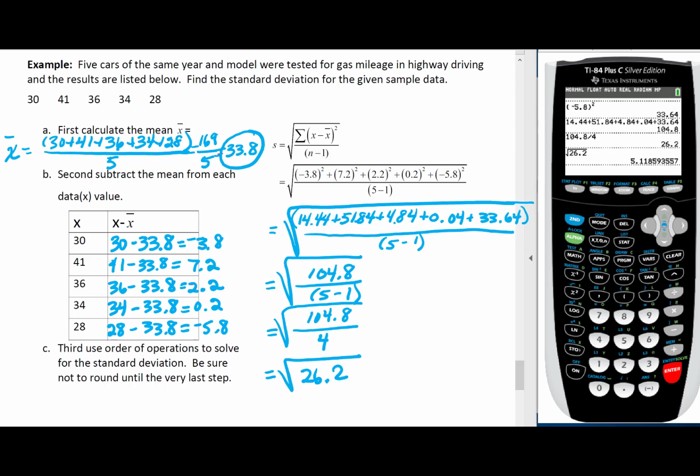So my final answer is 5.118593557. Let's say we're going to round it to 2 decimal places. So we have 5.11, we look at the 8 right next to the 1, and so that makes it go up to a 2. Our final answer is approximately 5.12. And what is this problem talking about? It's talking about miles per gallon. So 5.12 is the standard deviation for miles per gallon.